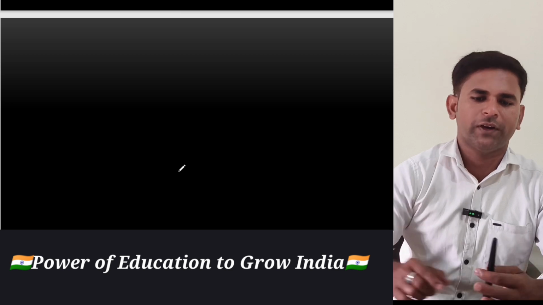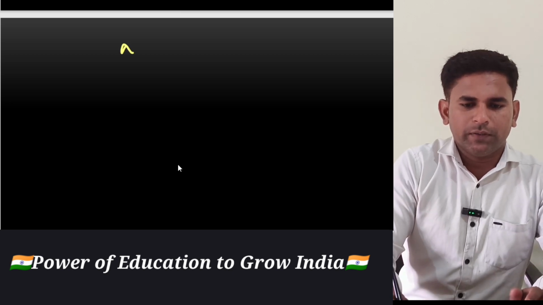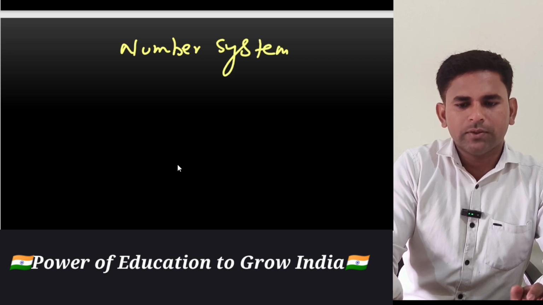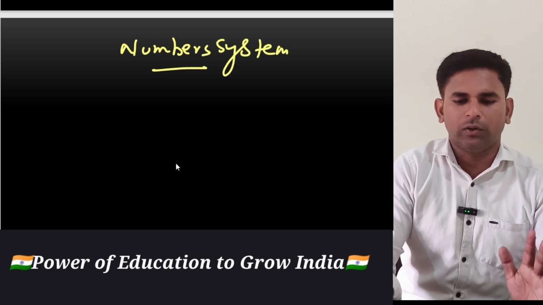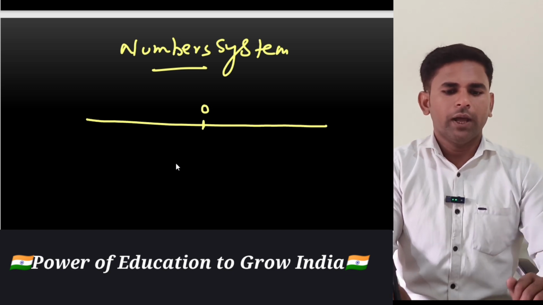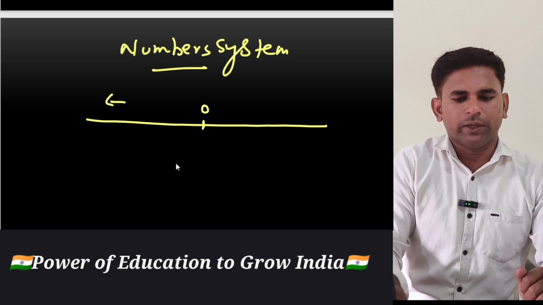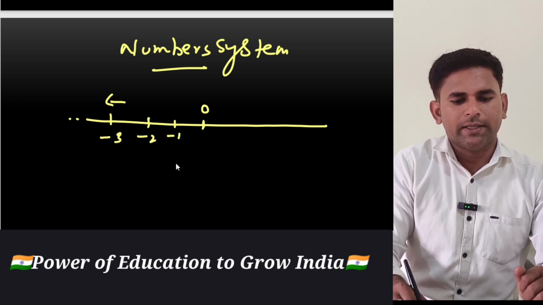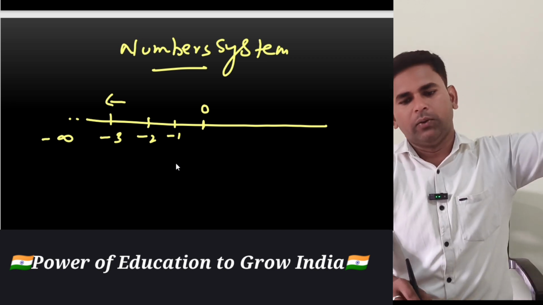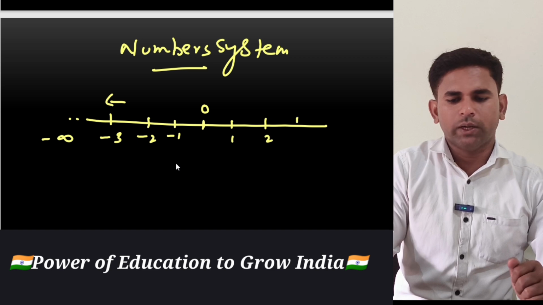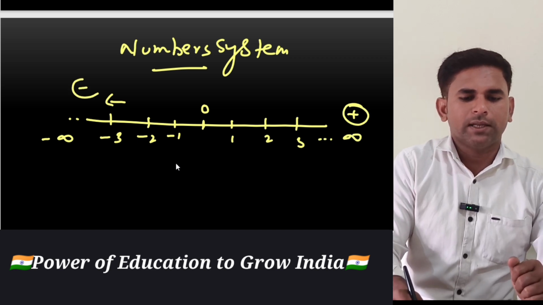Suppose we are going to define the number system, so you can write number system here, other number systems also, no problem. Suppose this is a 0, is it okay or not? And on the left-hand side we are counting -1, -2, -3 and so on, as well as negative. Similarly on this side we can consider 1, 2, 3 and so on, that is positive. This is a positive axis and this is a negative axis.